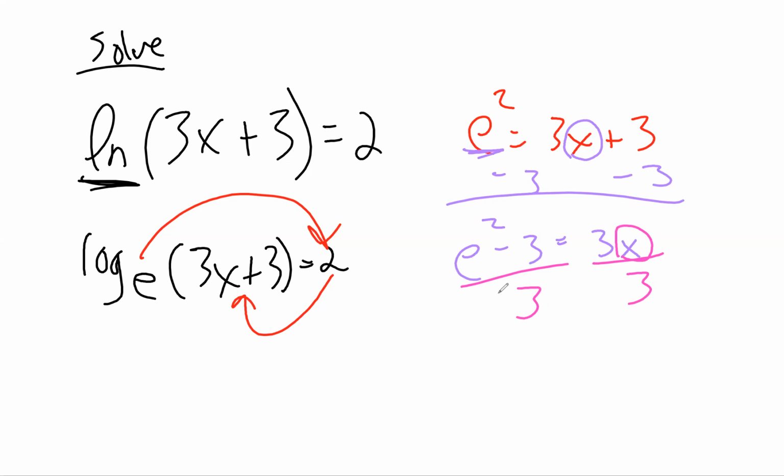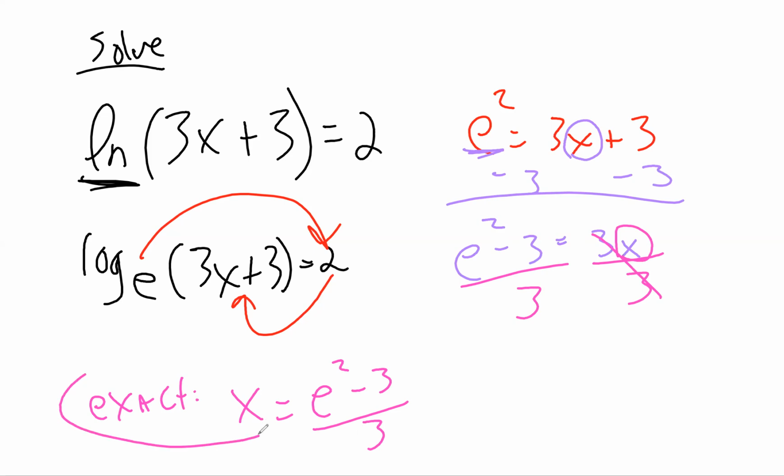This is the problem where we had two answers. We had an exact answer and a decimal approximation. Our exact answer is x equals e squared minus 3 over 3. So this is my exact answer. Then they're going to say, while you're at it, go ahead and give me the decimal approximation. So we're going to have to type this into our calculator.